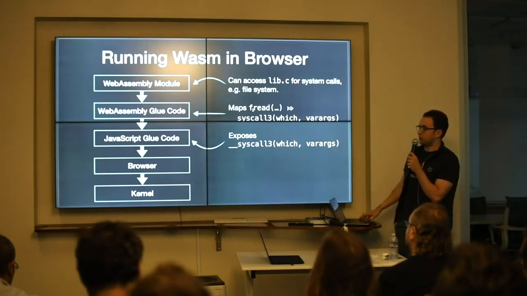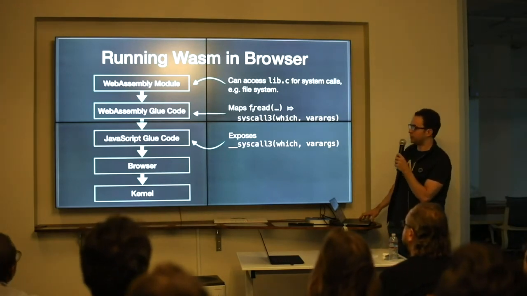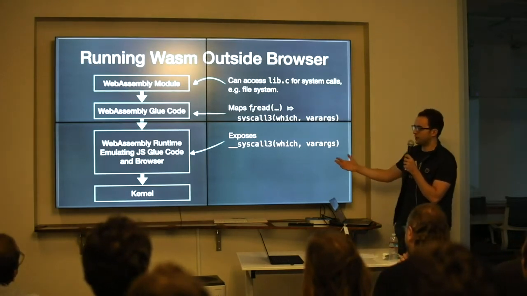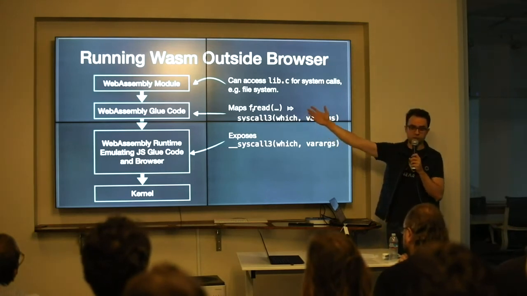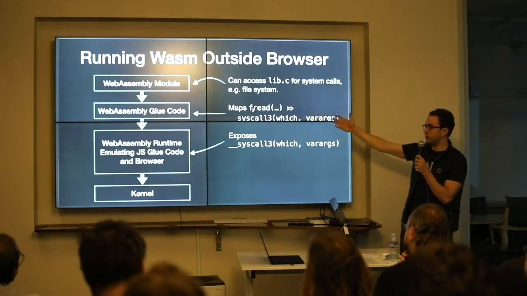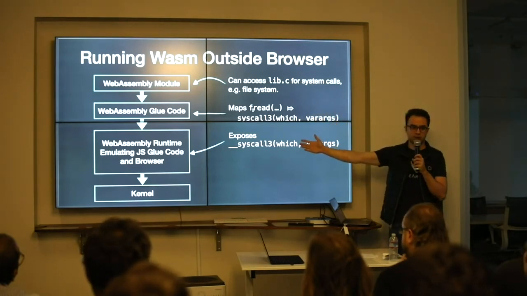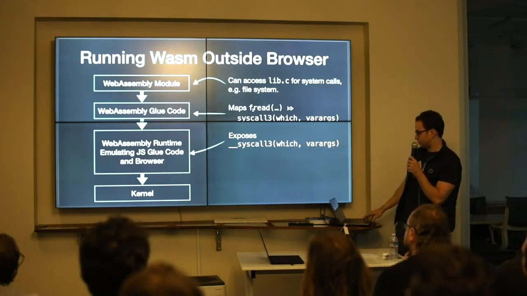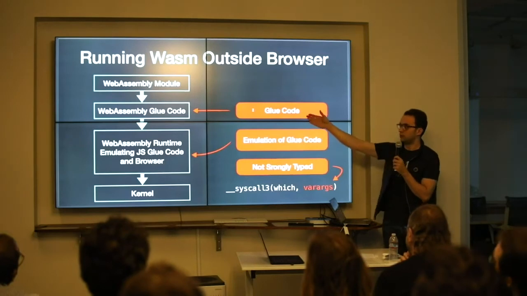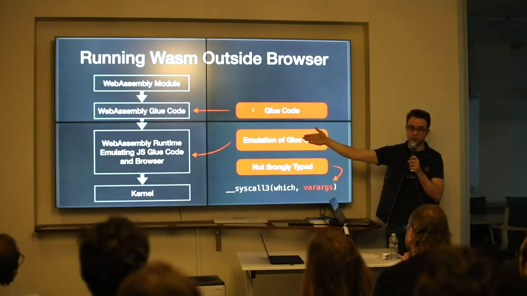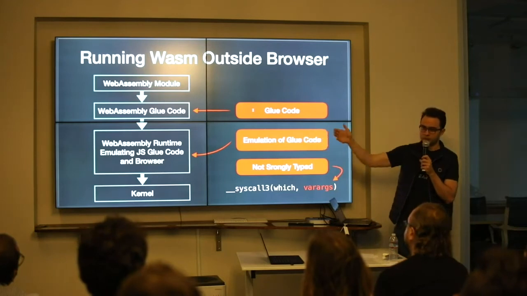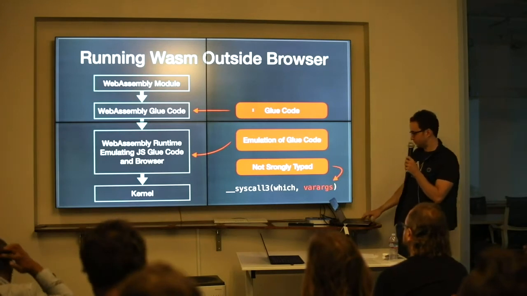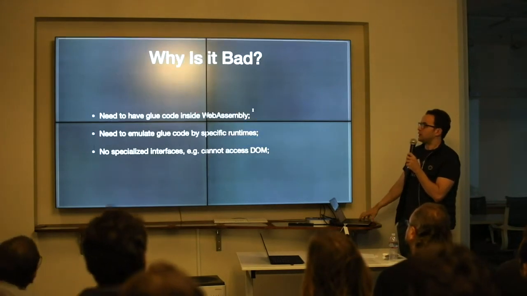So the big question is, how do we run it outside the browser? Because people wanted to do this. So they had some runtimes for WebAssembly. But now WebAssembly runtimes that would run this WASM code that you generated previously with Emscripten would have to emulate this glue code, the JavaScript glue code. They would have to expose the same functions here. And that was pretty bad, because now you have glue code there, emulation of the glue code there, so it's emulation of the emulation of POSIX. This thing is not strongly typed. This whole thing is not nice. And yeah, this is bad.